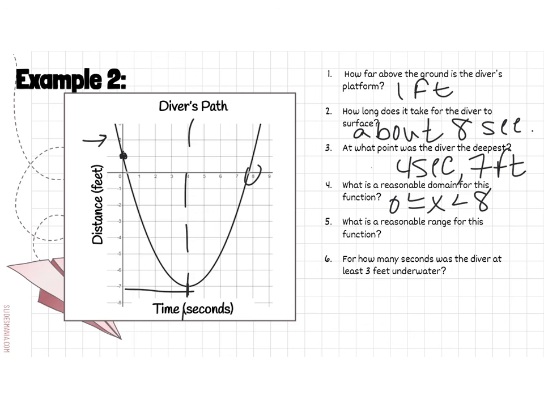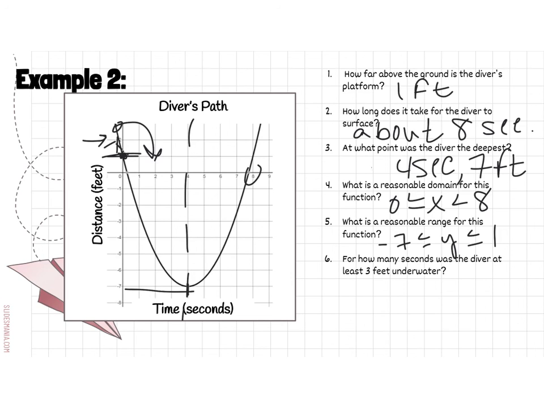Okay. What is a reasonable range? Well, he starts here at 1, and he goes as far as -7. So -7 less than or equal to y less than or equal to 1. Okay, 1 is his maximum height, because here he is on his little diving platform. There he is, getting ready to dive into the water.